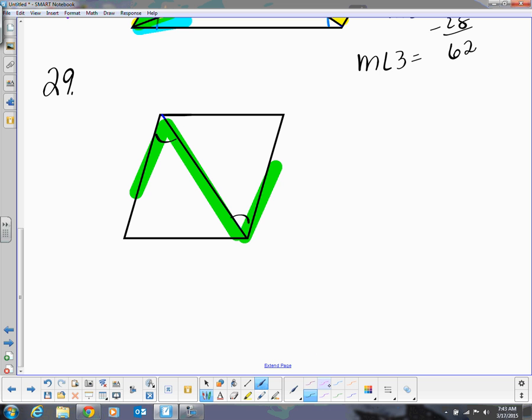They're alternate interior angles, therefore, what's parallel? The top and the bottom, or the 2 sides? This is parallel to this. Now, can you conclude that the parallelogram is a rhombus, rectangle, or square?